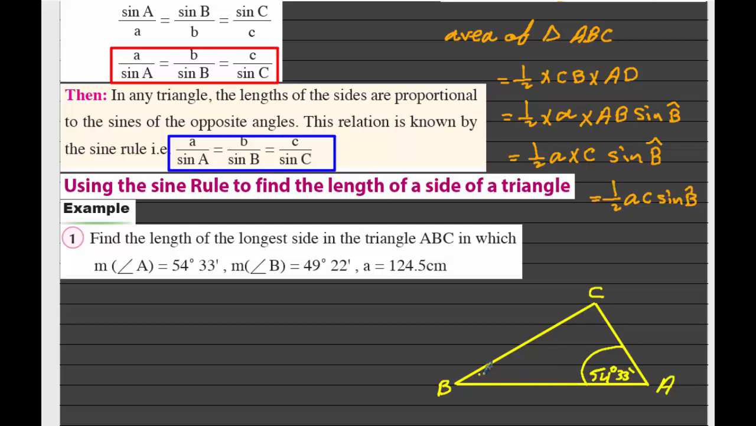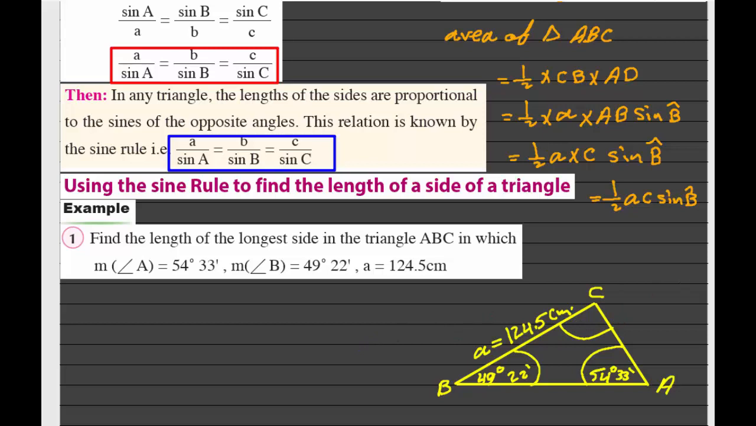Measure of angle B equals 49 degrees 22 minutes. And A equals 124.5 centimeters. So A here is the length of BC, 124.5 centimeters. Now, first of all, we will determine the measure of angle C.